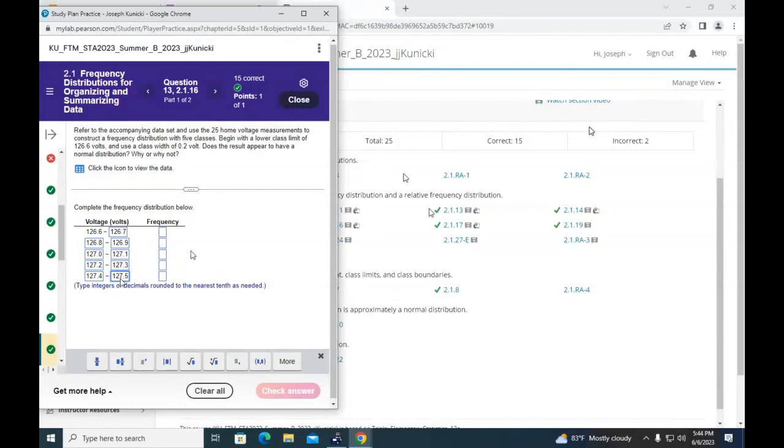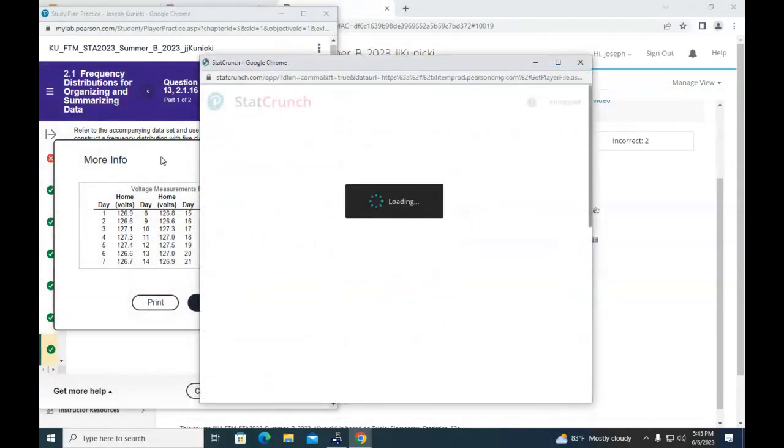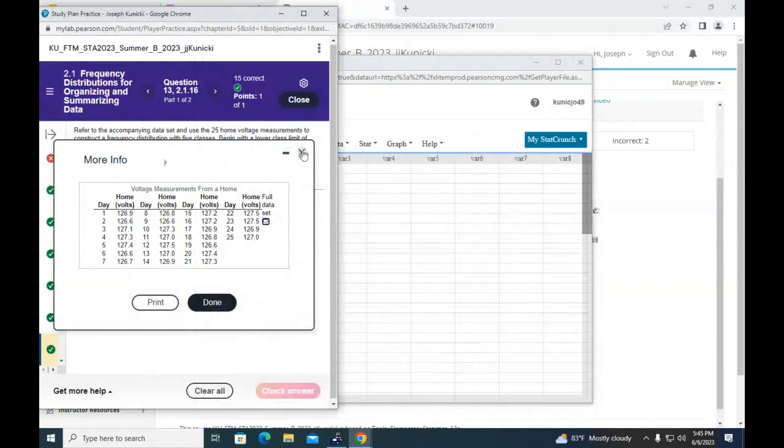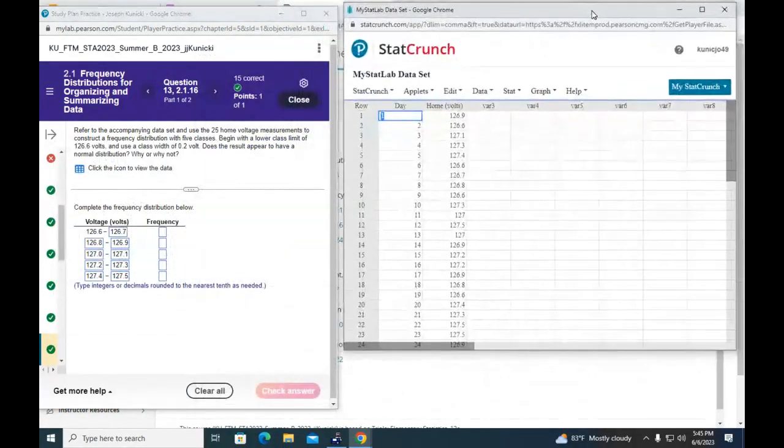127.5. And then here, once again, you click to view the data, and then the double rectangles, you can put it in StatCrunch. Sometimes they make you do that. I'm going to close that just to get it out of the way. I'm going to open this up. How many are there? Let's see. 25. It's 25. Yeah, that's what it says. 25. Okay.